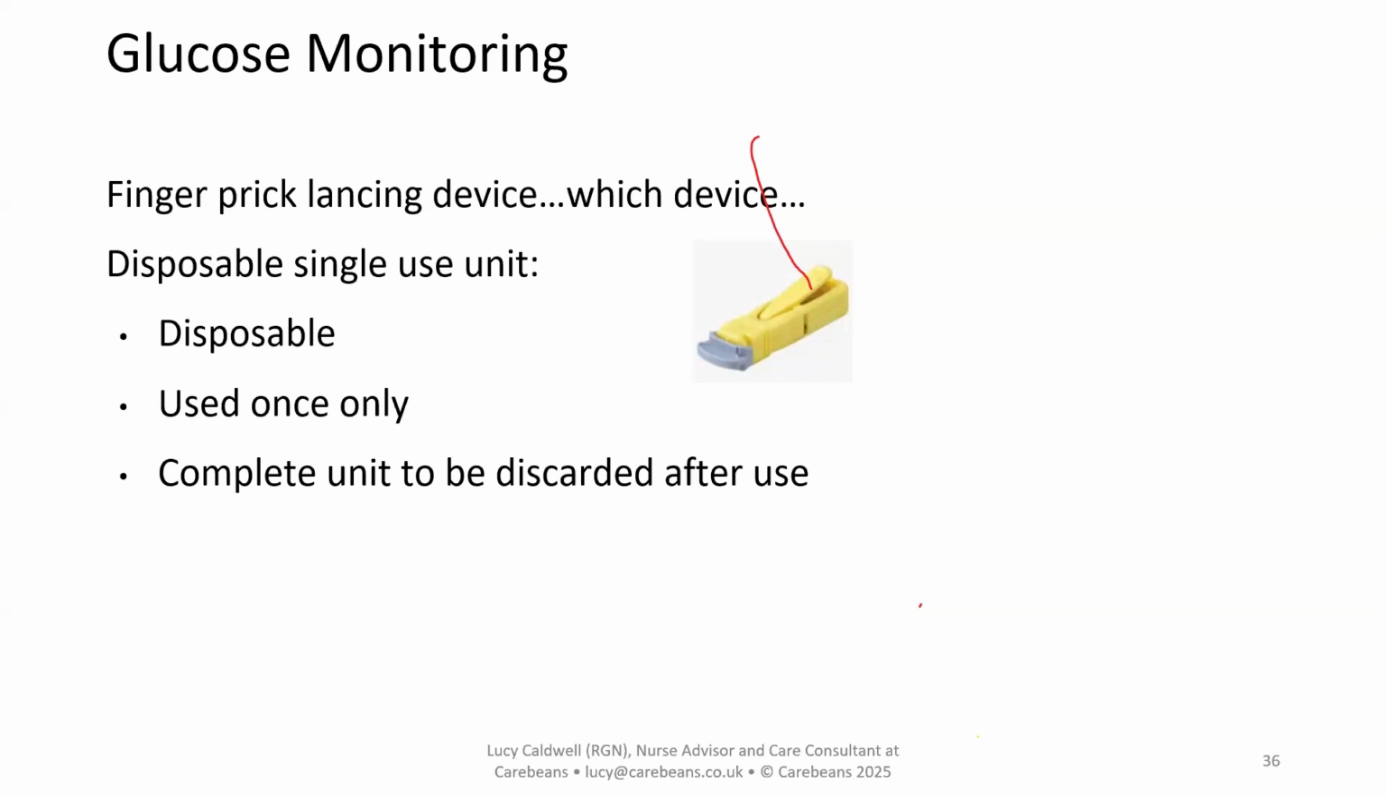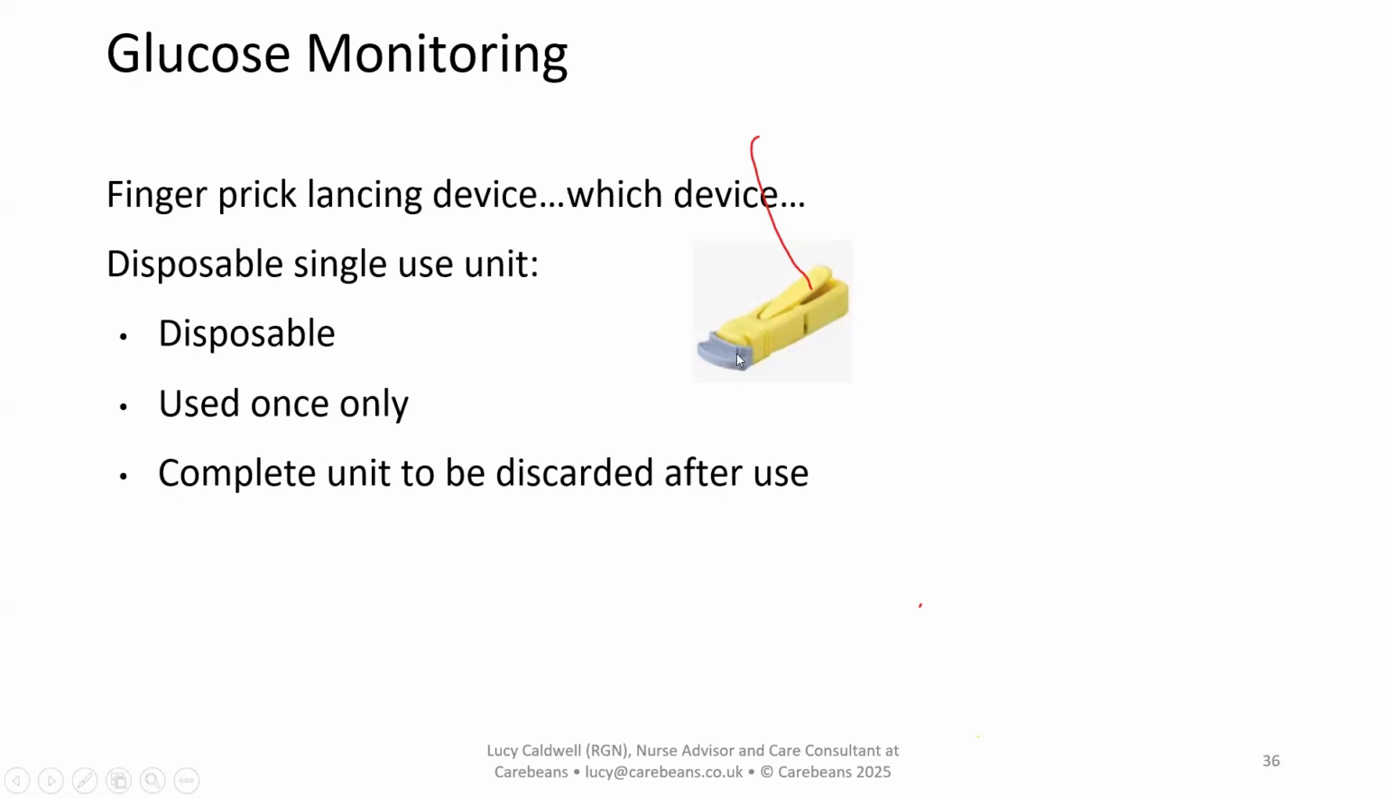So, as we know, routine diabetes care involves monitoring blood glucose levels. What you're doing is you're often taking a sample of capillary blood via a finger prick lancing device to be tested on the glucometer. So if we just look at the devices that are available, there are single-use devices, which is this one here, this lancet. So a single-use device is disposable.